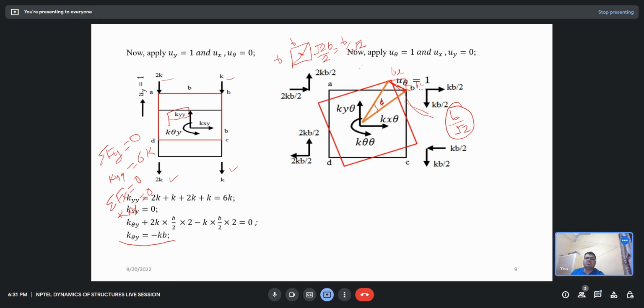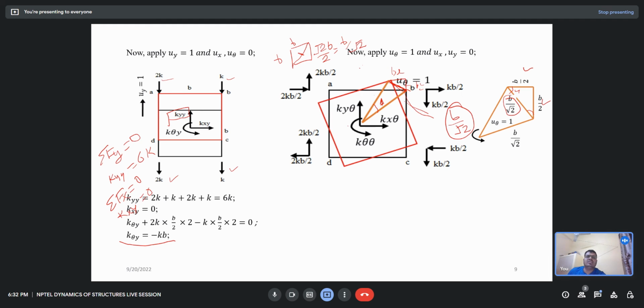So that diagonal movement is coming out to be b by root 2. If this angle is 45, this is 45, this is 45 angle, so that will be b by root 2 cos 45 or sin 45. So sin 45 is also 1 by root 2, so that is also b by 2, b by 2 in both the directions.